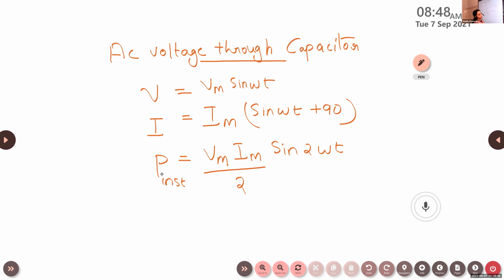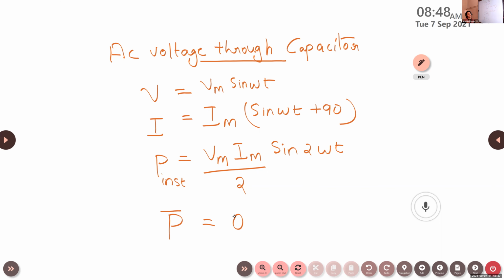Then the expression for the average value. What is the average value of power that is developed in a capacitor? P bar, that is what we discussed now. The average value of power in the case of a capacitor is equal to 0.